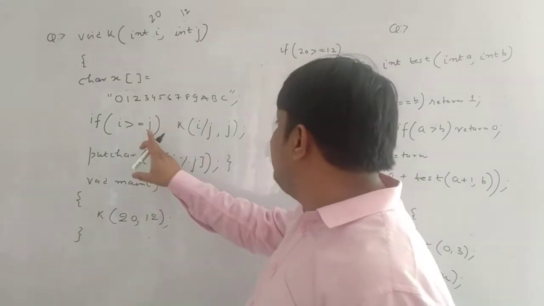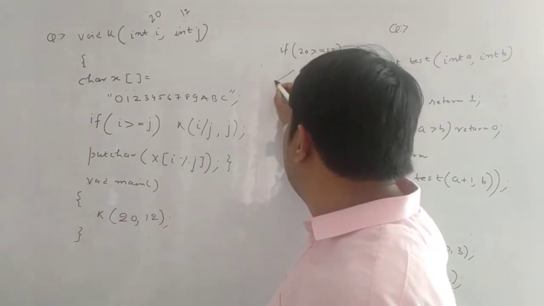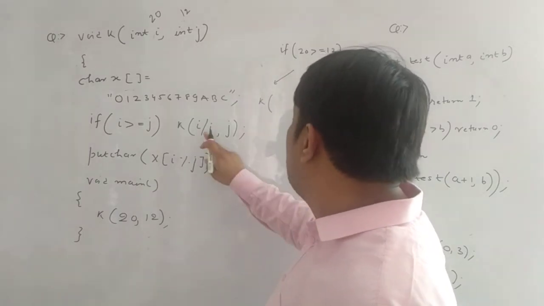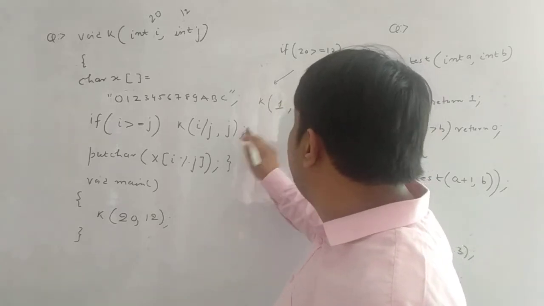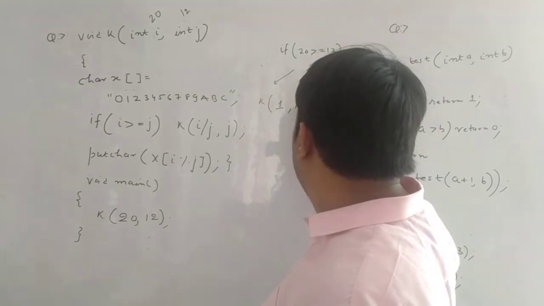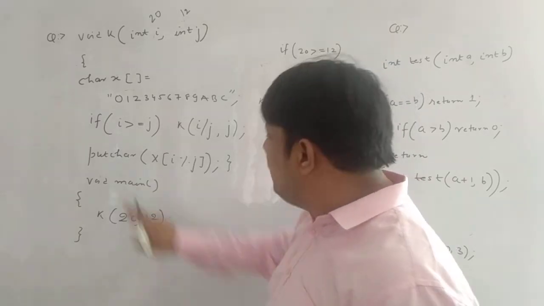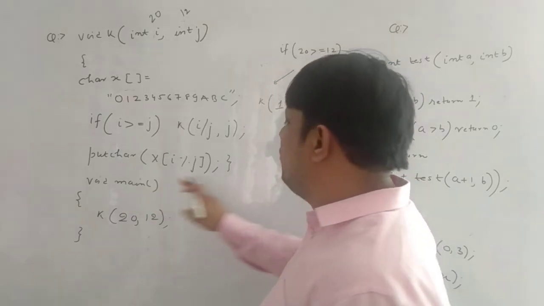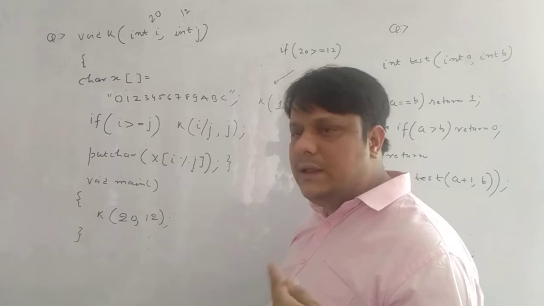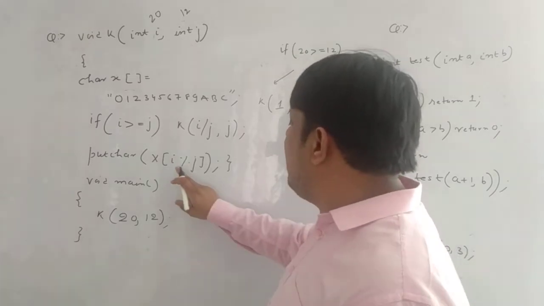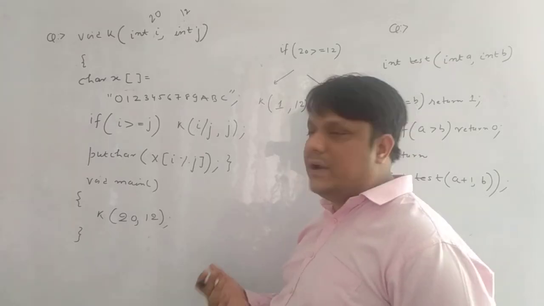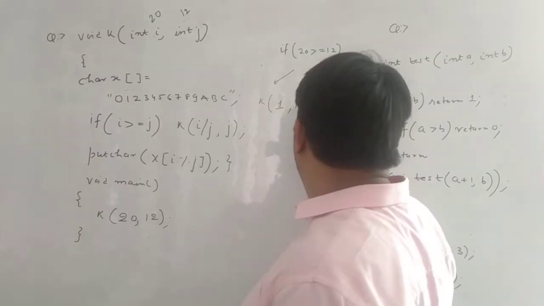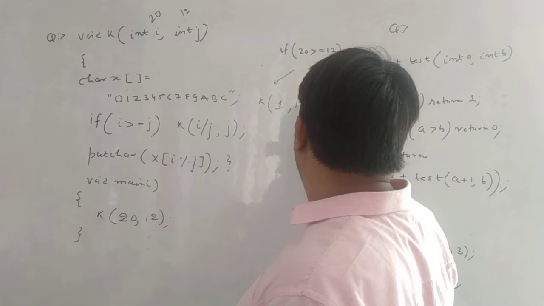So now the condition 20 greater than or equal to 12 is true. When this condition is true, you will evaluate k(20/12, 12). 20 by 12 is 1 and the value of j is 12, so k(1, 12). And you will also evaluate this putchar(x[i % j]). Putchar is just used to print only one character. So we are printing i modulus j. Value of i is 20. 20 modulus 12 is what? 8. So it will print x of 8, right?